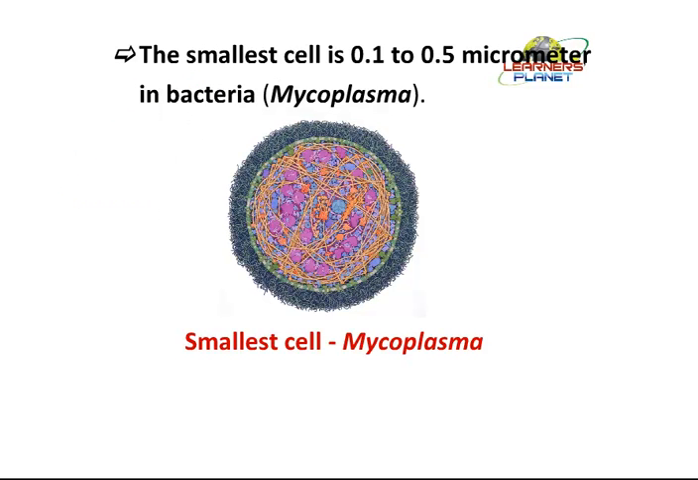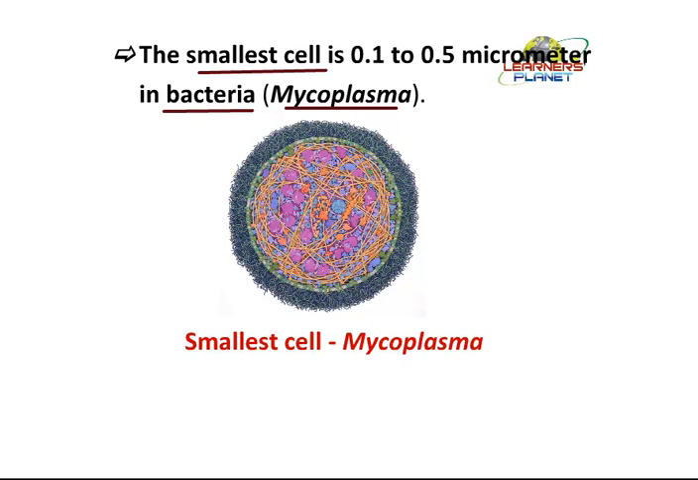So the smallest cell, or the smallest size, is observed in the bacteria. Range is from 0.1 to 0.5 micrometer. The smallest bacteria is mycoplasma. The size is basically 0.1 micrometer. Mycoplasma you must have heard about. Another name for this is PPLO, that is pleuropneumonia-like organisms.